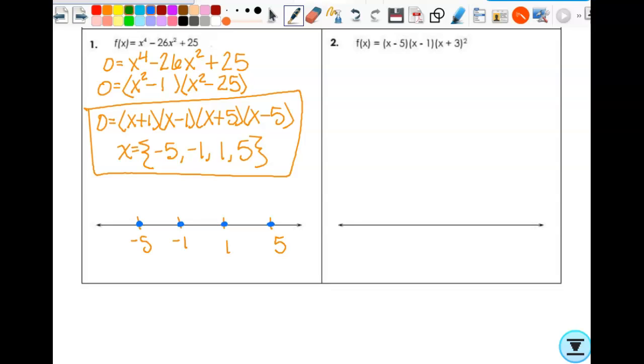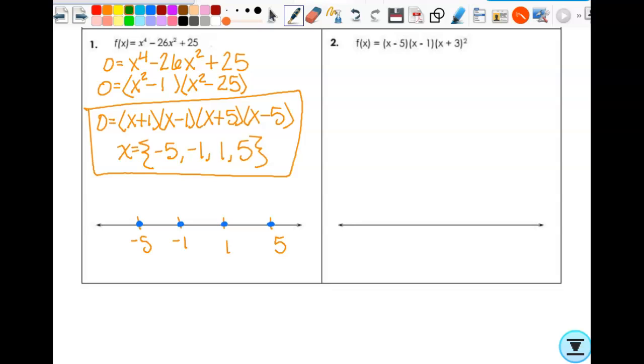Okay, so now we're going to construct our sign chart. Here's what we do. We select a number in each interval. Now, don't forget about the ends, because we're starting out here at negative infinity and going to negative 5. So I need a number that's between negative infinity and negative 5. I'm not going to pick like negative 2,000. That would be more difficult than necessary. I can pick negative 6. Totally fine. So I'll pick negative 6.